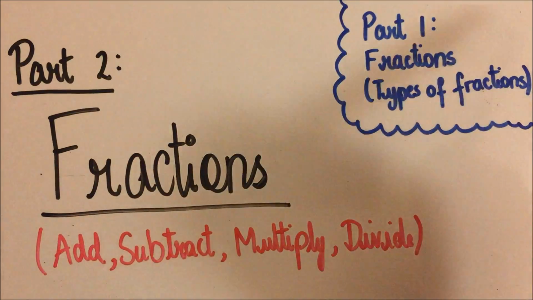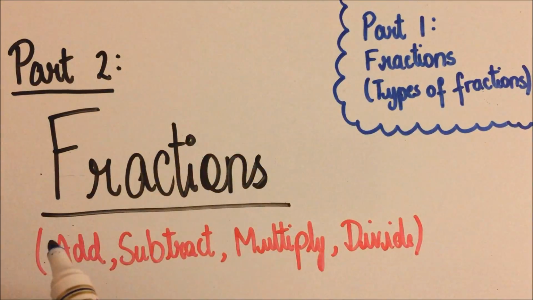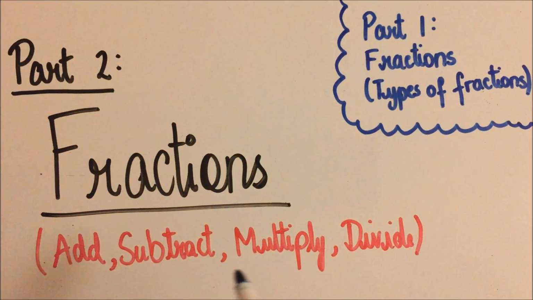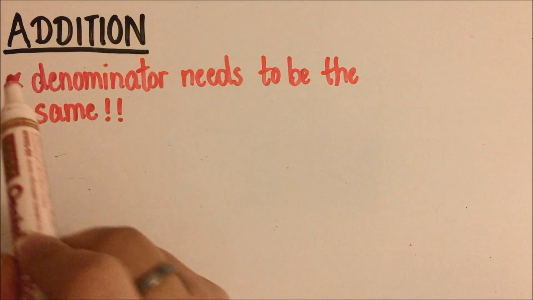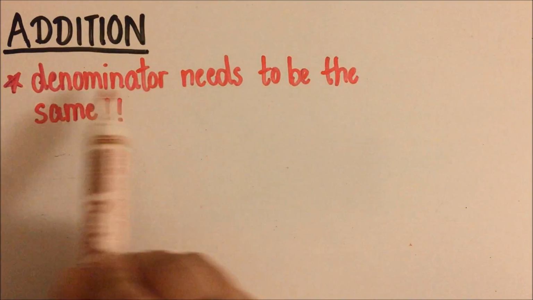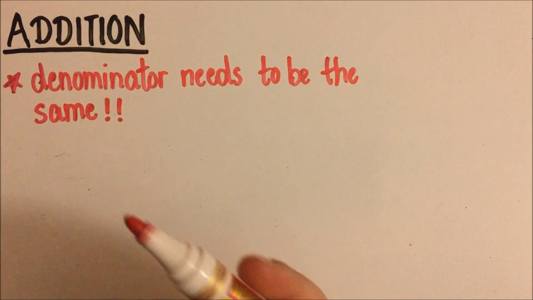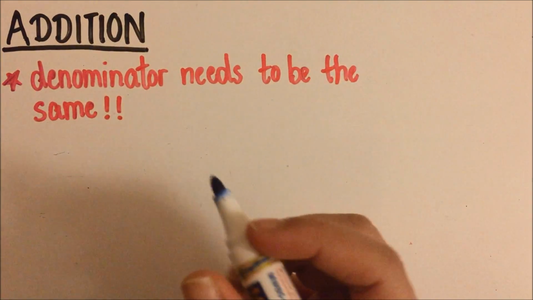Just as a little recap, in part 1 we discussed the different types of fractions, and in this video we're going to be using those different types of fractions to add them, subtract, multiply, and divide. In addition, it's really important that the denominator is the same. If you're not really sure what denominator and numerator are, then here's a chance to find out.